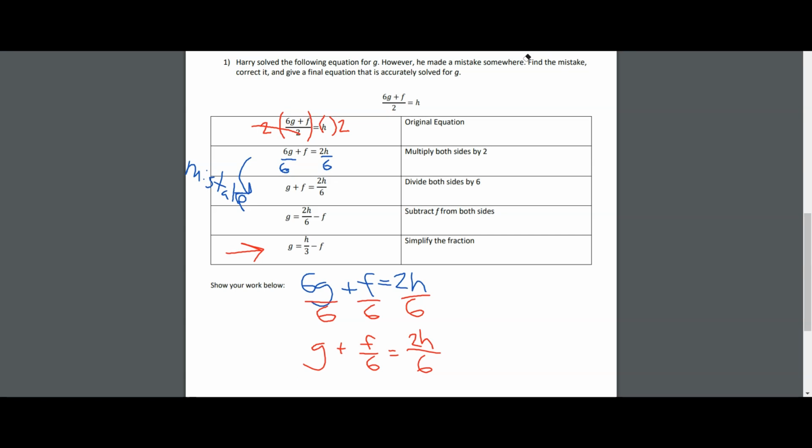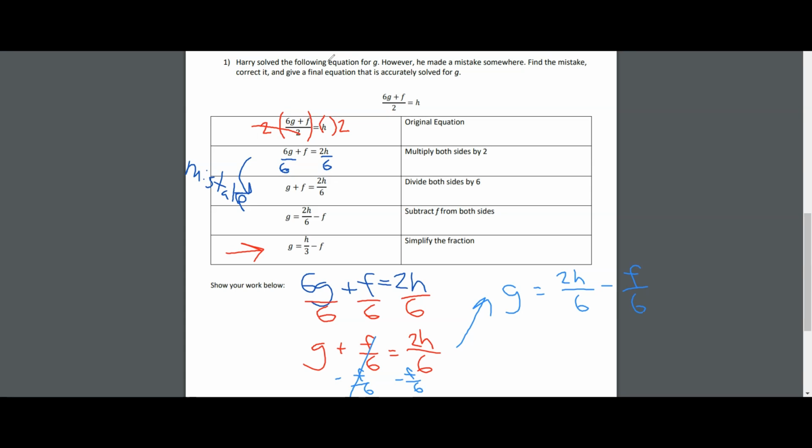So I'm going to subtract f. Oops, what's going on here? Let's try this one more time. So I'm going to subtract f divided by 6 from both sides. So these are going to simplify. I'm going to be left with g is equal to 2h divided by 6 minus f divided by 6.